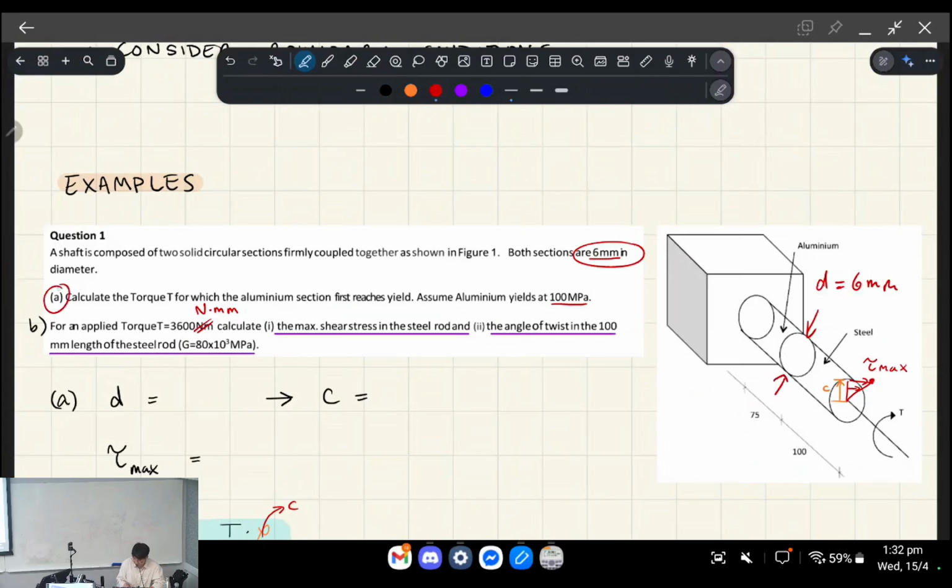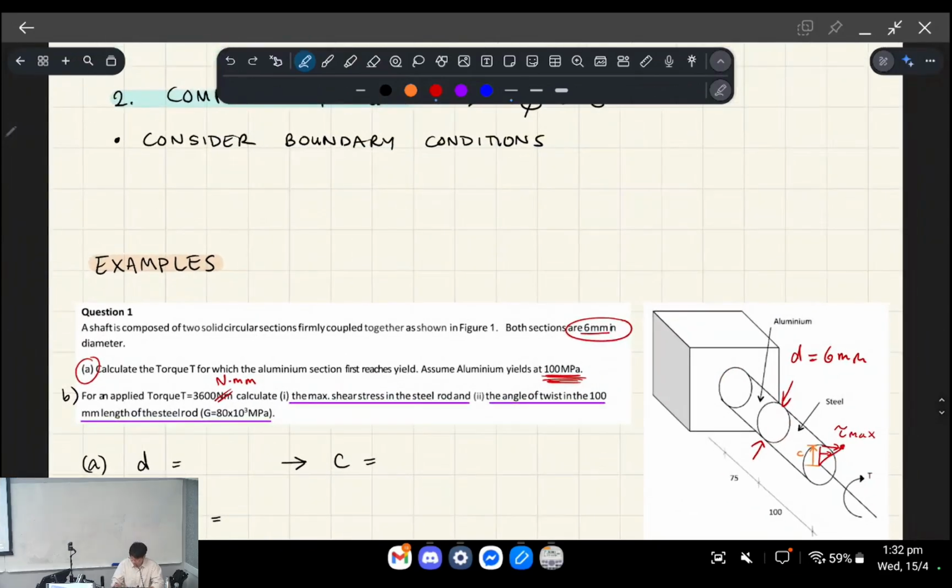Part A: calculate the torque at which the aluminium section first reaches yield, and the aluminium has a material property where it yields at 100 MPa. So we're focusing on this part of the shaft, okay?